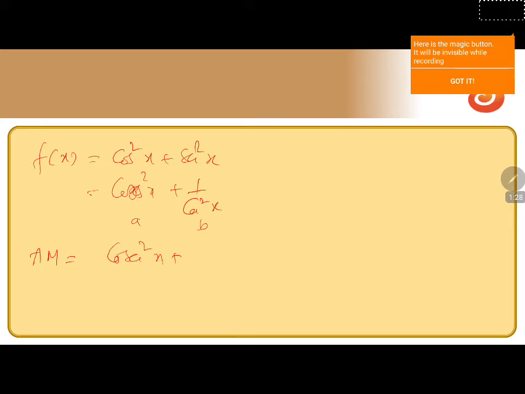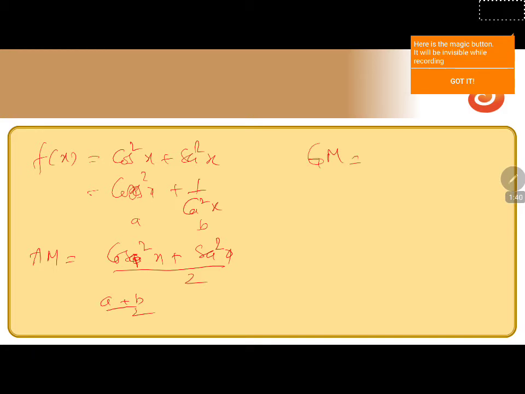Now you have f of x is cos square x plus secant square x. Now this is cos square x plus 1 by cos square x. You treat this as A and you treat this as B. AM is equal to (cos square x plus secant square x) by 2, that is (A plus B) by 2.